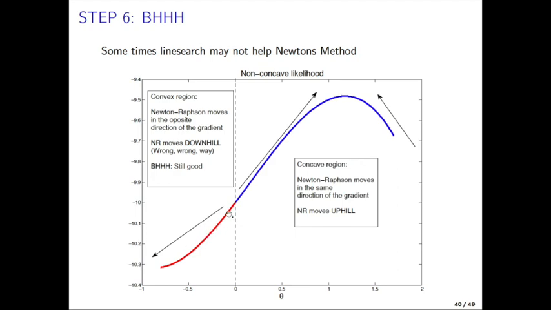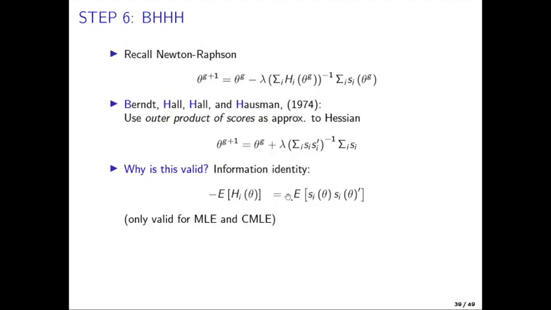Well, then you're going to say, Newton-Raphson, say you go over here, you have the step, you're still in a convex region, you just can't get out of it, you get stuck. Whereas if you're in BHHH, well, that's still good, right? Because the outer product of the gradient is always positive definite. Okay, so you put that right in here.